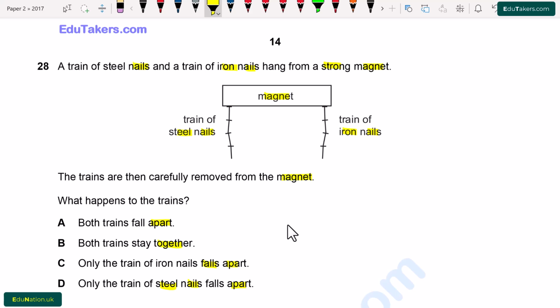The train of the iron nails falls apart because iron acts as a temporary magnet, while the train of the steel nails does not fall apart as the steel acts as a permanent magnet. So from here, option C is correct, which shows that only the train of iron nails falls apart.